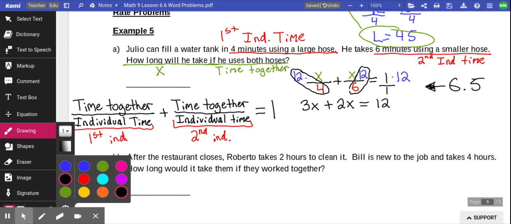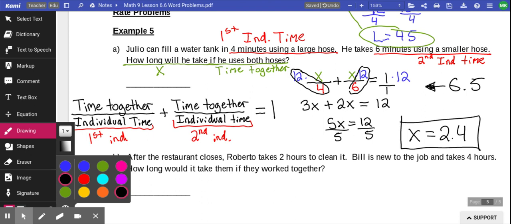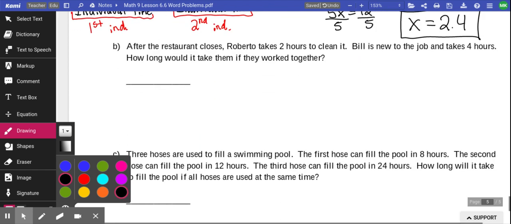I then have like terms, so I have 5x equals 12. If I divide both sides by 5, I get x equals, should be 2.4, but I don't trust myself today. It is 2.4. That means it takes 2.4 minutes to do the job together. Awesome. We'll look at B.